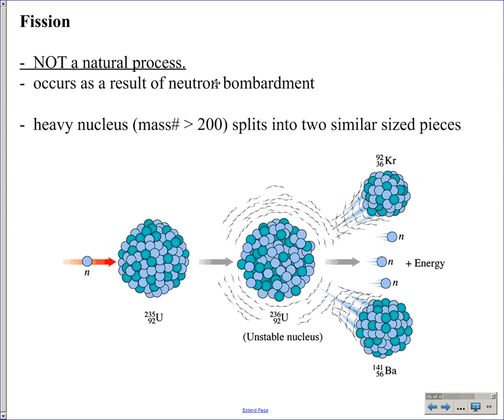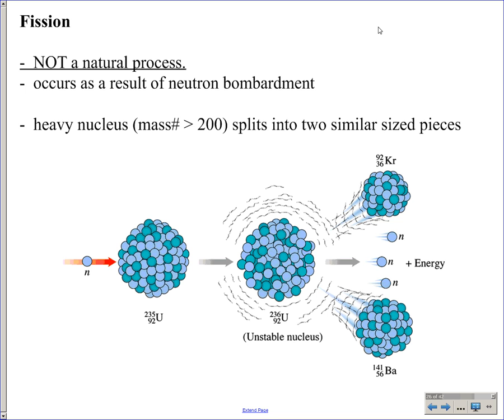And fission is not a natural process. It could occur out in outer space, but we don't know, but on Earth it's not going to occur. We have to force it to occur by neutron bombardment, which sounds like neutrons hitting the actual element, bombarding it. That's exactly what it is.